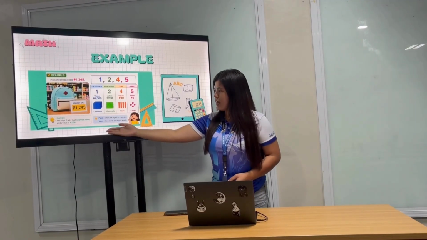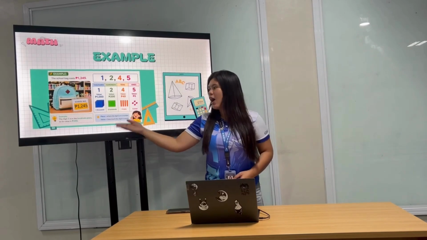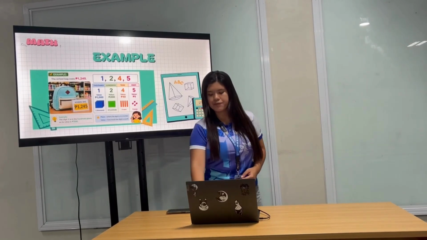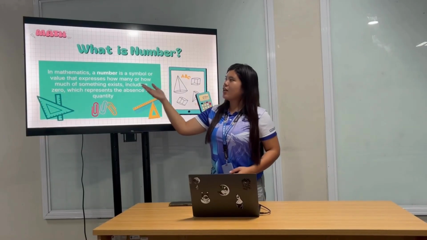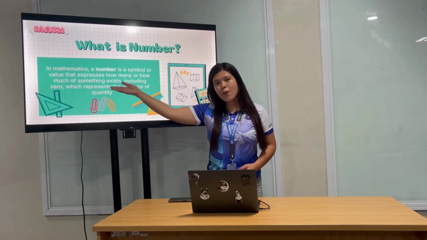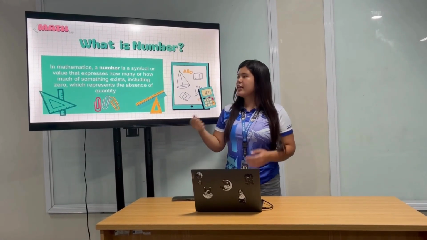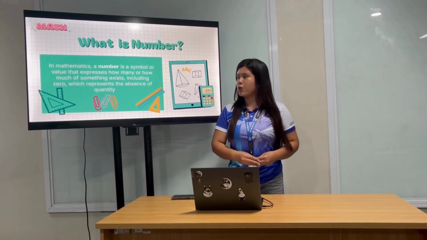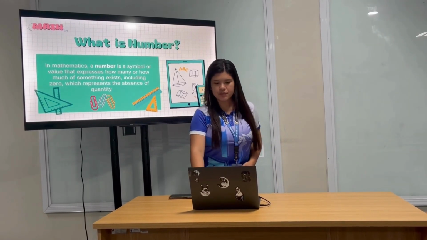So the place is where the digit is in a number, and the value is how much the digit is worth. So what is a number? In mathematics, a number is a symbol or a value that expresses how many or how much of something exists. It also includes 0, which represents the absence of quantity.